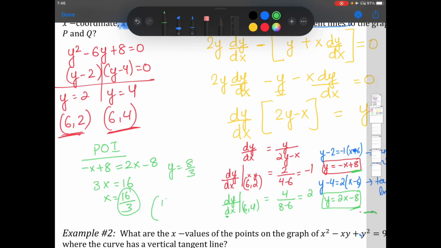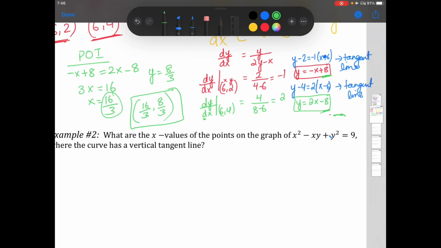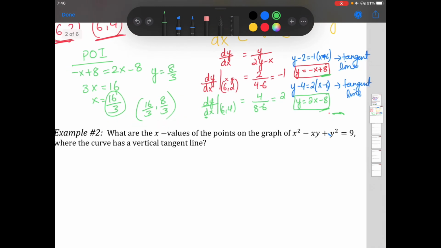So my points of intersection are (16/3, 8/3). So that is my final answer. A lot going on with this question, but it is just do one thing at a time and know what you have to do. Okay? And if you're confused, please let me know. But it's pretty straightforward from what we're doing, just falling back upon what we've done in the past.